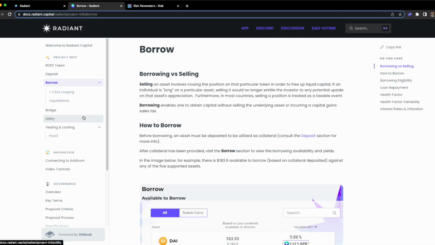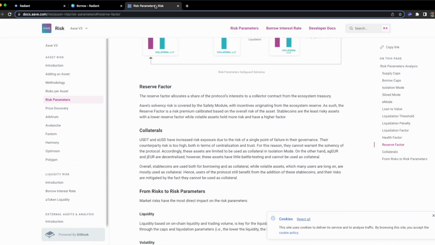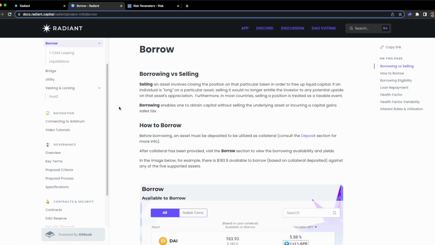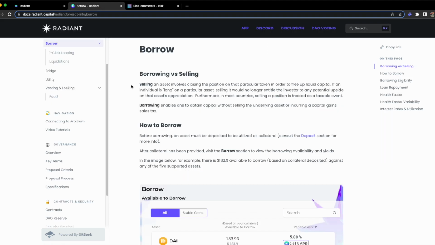The docs are pretty good, and there are some references to the math and so forth in Aave here. So it's basically an Aave fork with cross-chain capability. If you want to really dig deep, you're probably going to have to dig into the Aave docs as well as the RDNT docs. Of course, you can also go to their Discord and ask questions there.